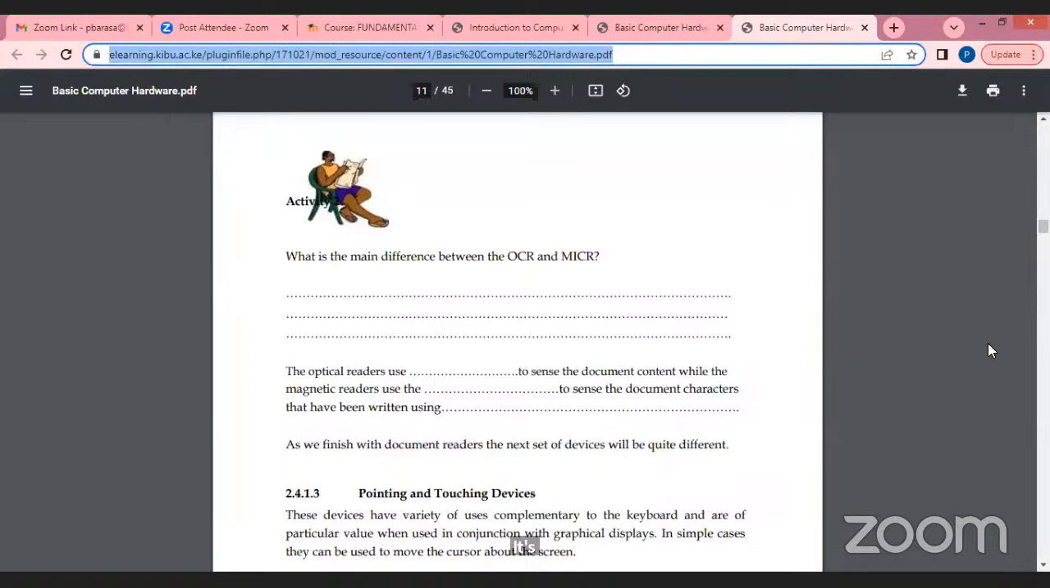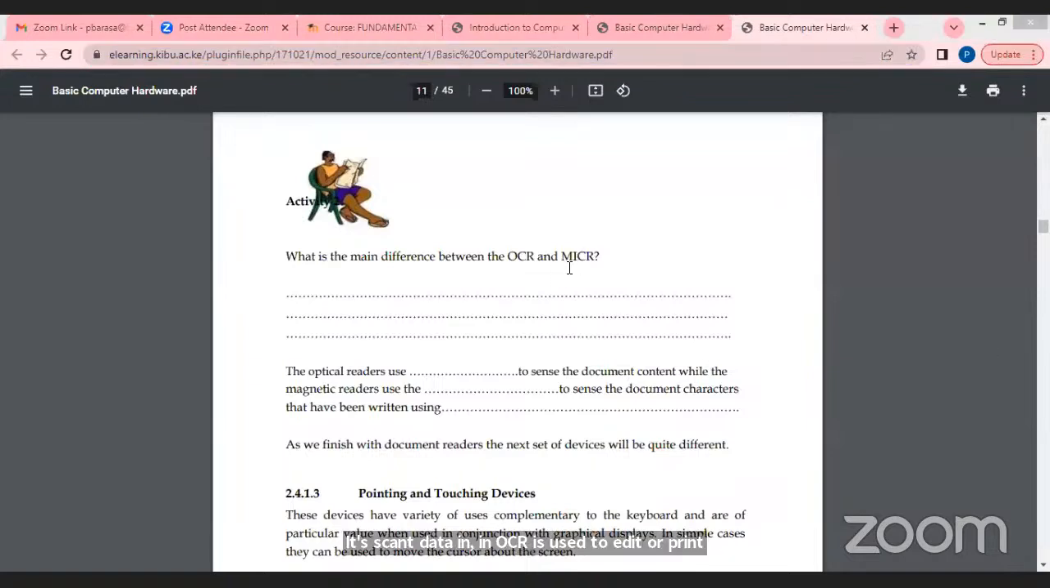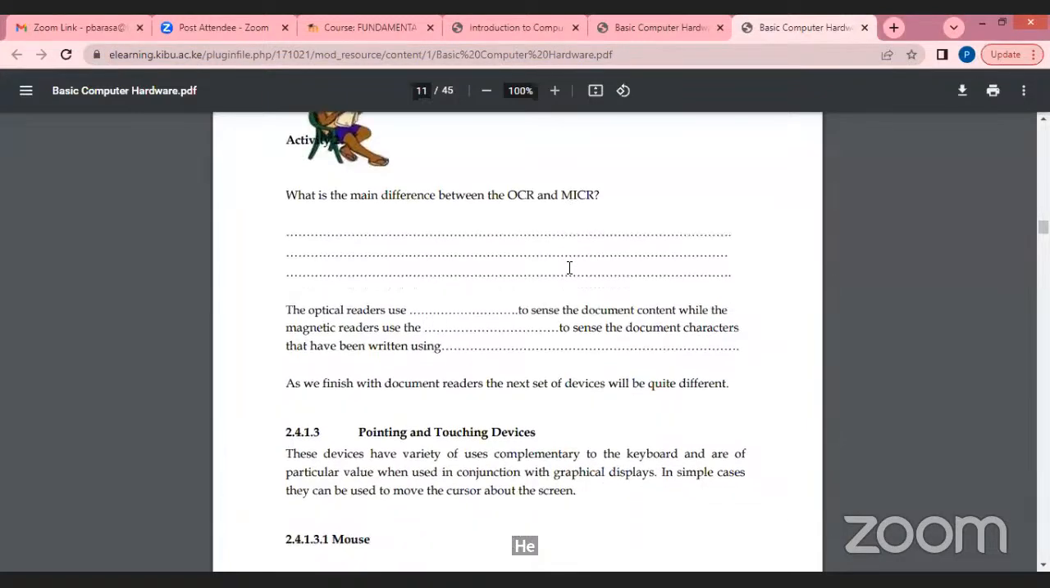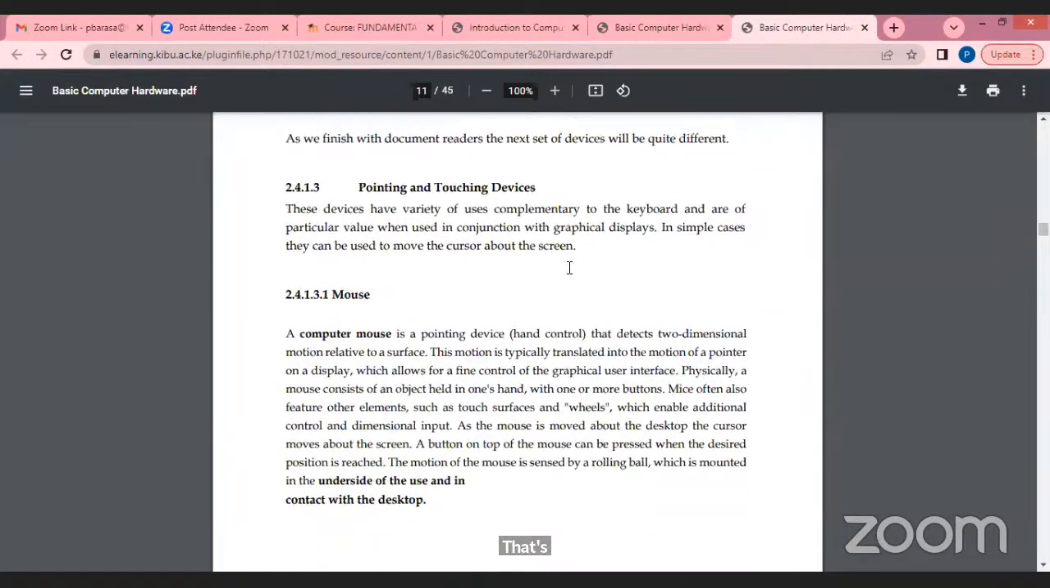So keep doing it. Let's move to the next thing. We can't waste time on that. I think you have an idea already of what I wanted. So now we go to the pointing devices. These are pointing and touching devices, devices that have a variety of uses complementary to the keyboard and are of particular value when used in conjunction with graphical displays.